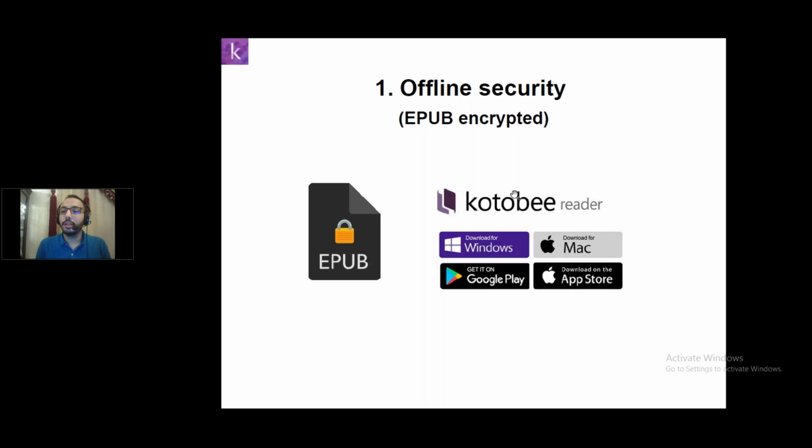This app is available for free for anyone. You can download it on your Windows, on your Mac, on your Android device, or your iOS device. Okay, so your EPUB file will be encrypted with a password. No one will be able to access the EPUB file except with this password from the Kotobee Reader app. So this is the first way.